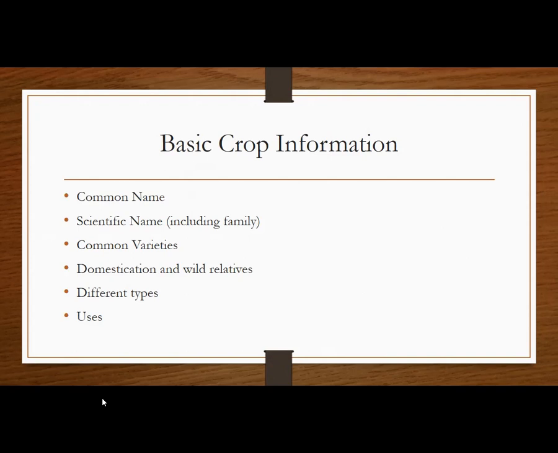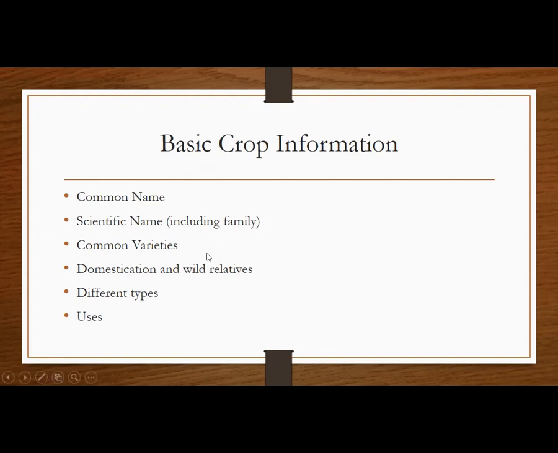So in the basic crop information, we're looking at the crop's taxonomy. What is the common name of the plant, or common names? Like corn, right? It also has the common name maize. What is the scientific name? Zea mays for corn. And we would include the family, that taxonomic relationship. The family for corn is the Poaceae family, the grain family.